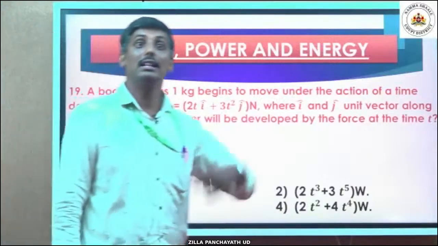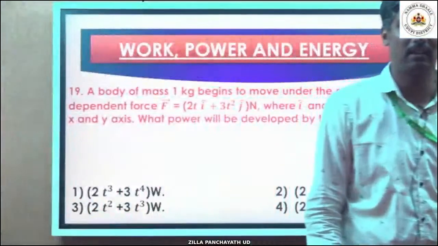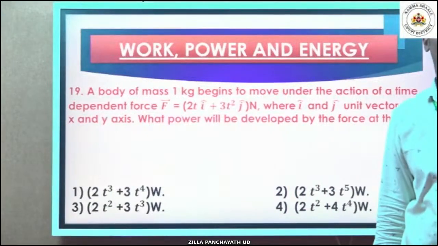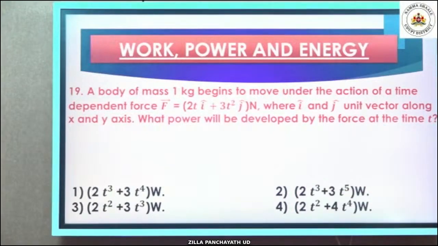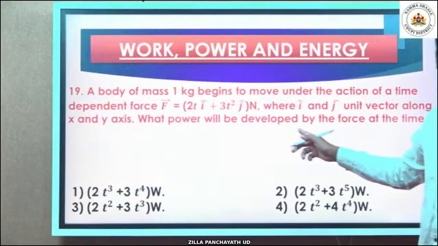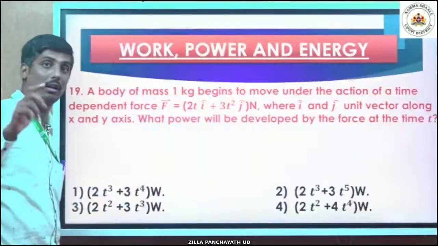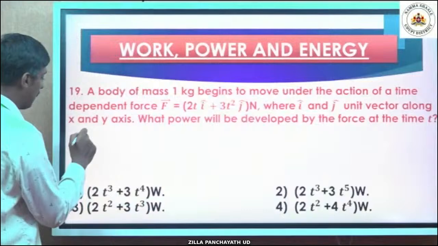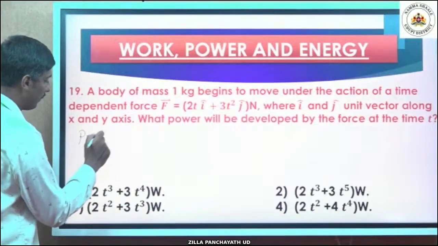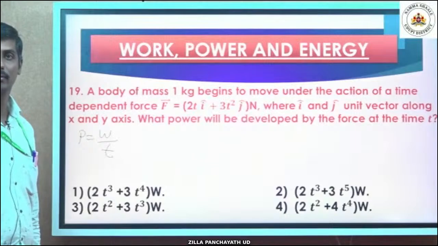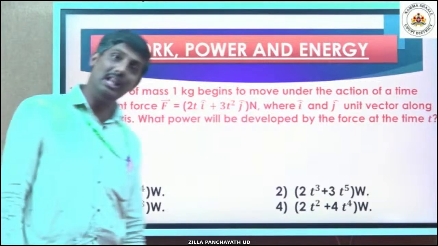Now come to the third section of this chapter. A body of mass 1 kg begins to move under the action of a time independent force. What is the power developed? Okay, what is the equation of the power, students? Now remember the equation of the power. Power is equal to, we all know, work done divided by time. Clear? Okay, is it the only equation we have?